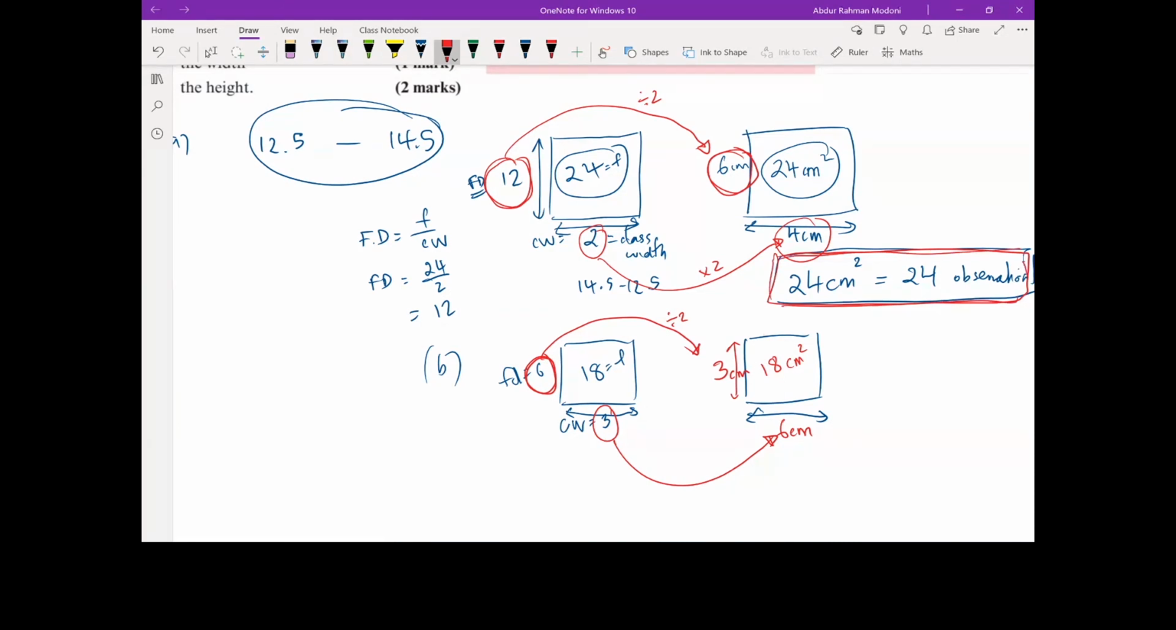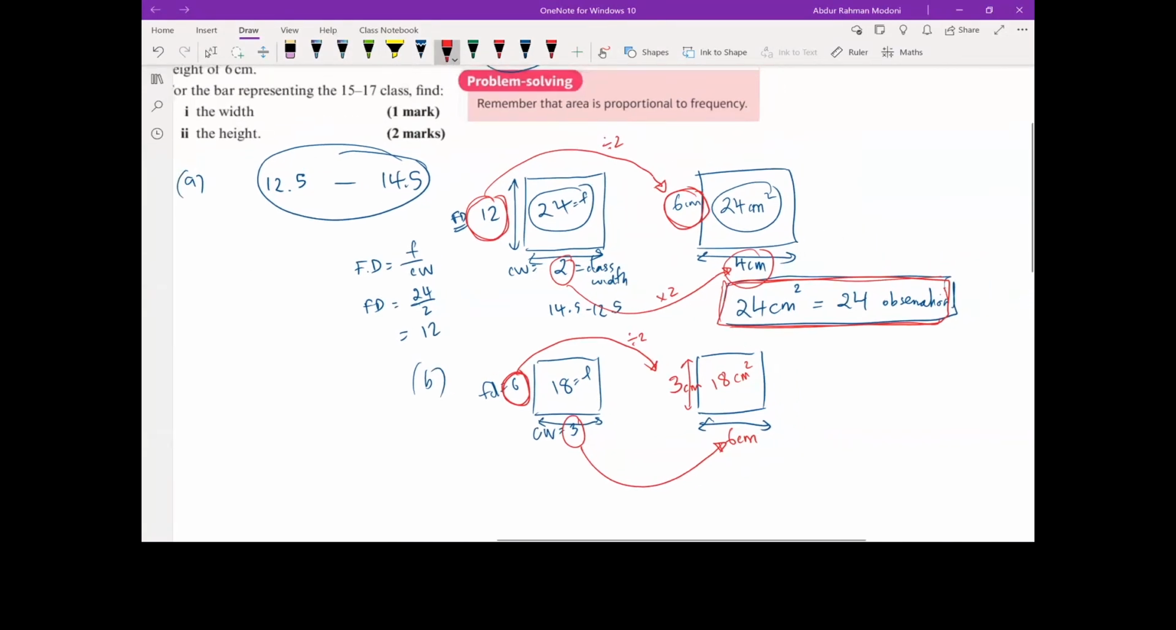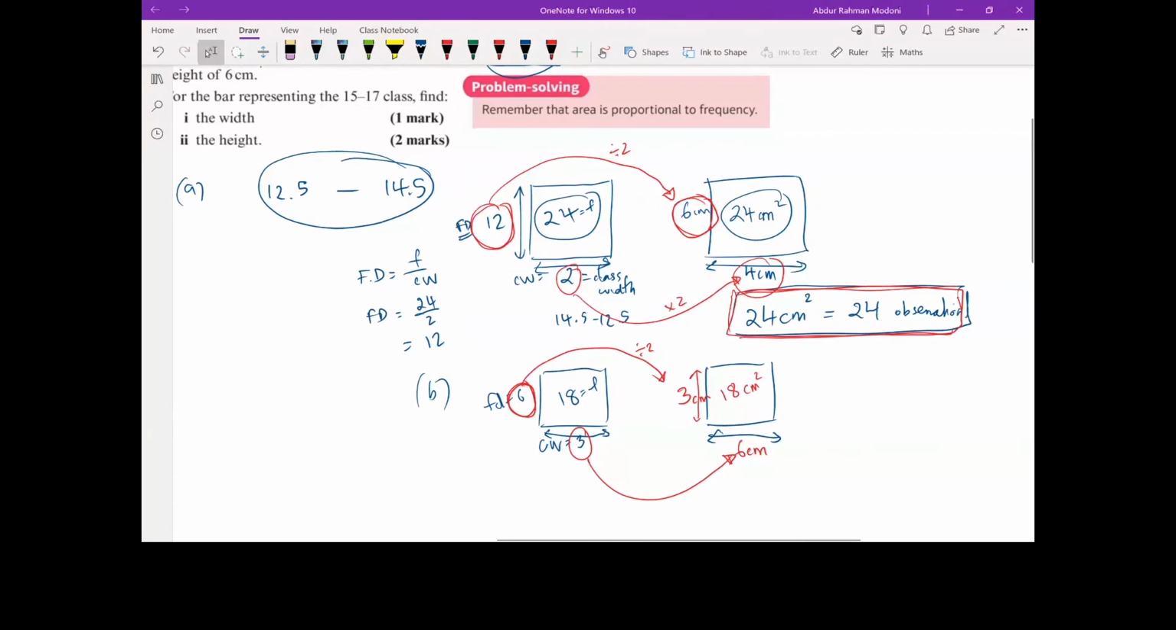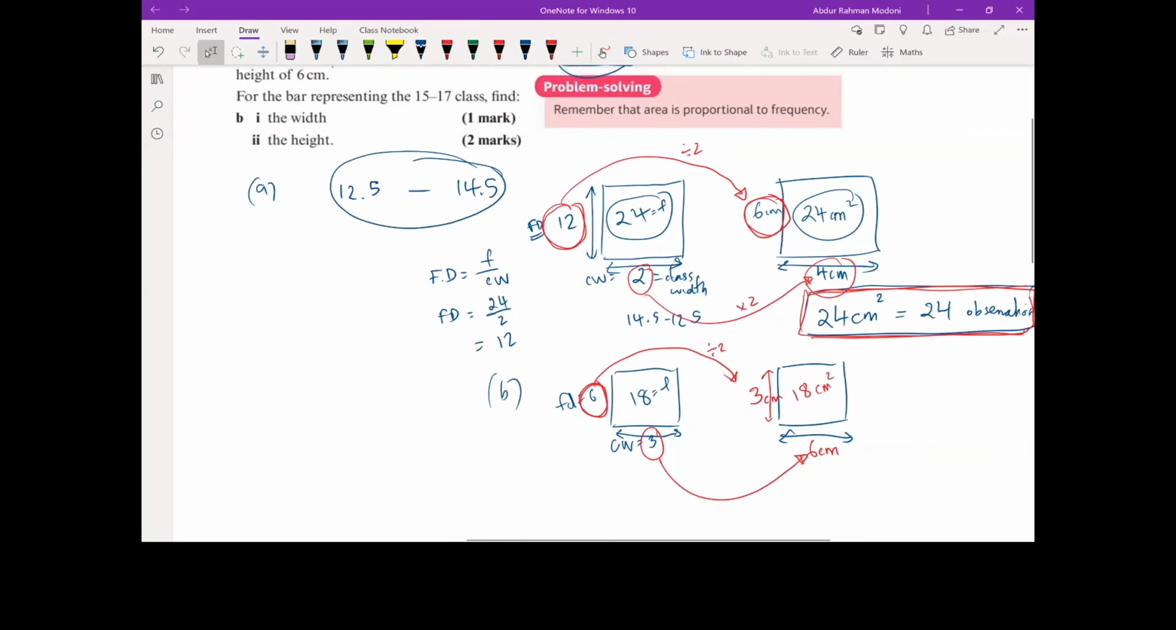So it's kind of using scale factors. Draw 2 bars, one to represent the frequency density and class width for the height and the width. That's the one on the left. And the one on the right is the actual height and the width in centimeters. Okay, and we're setting up an equivalence and we're looking at what the scale factor is. So then going back to the question, find the width. Well, the width we know is 6 centimeters. And the height is 3 centimeters.